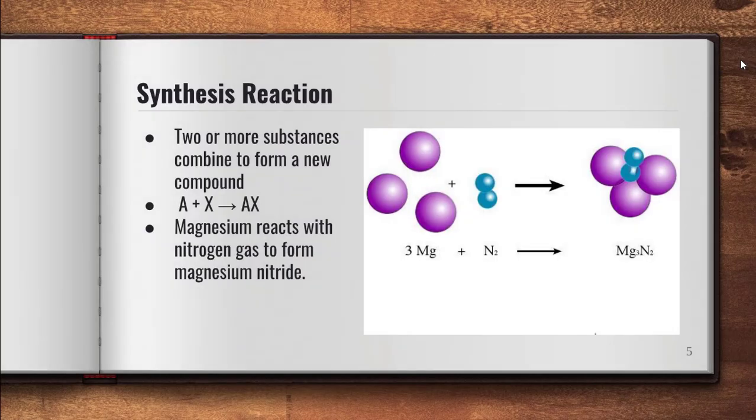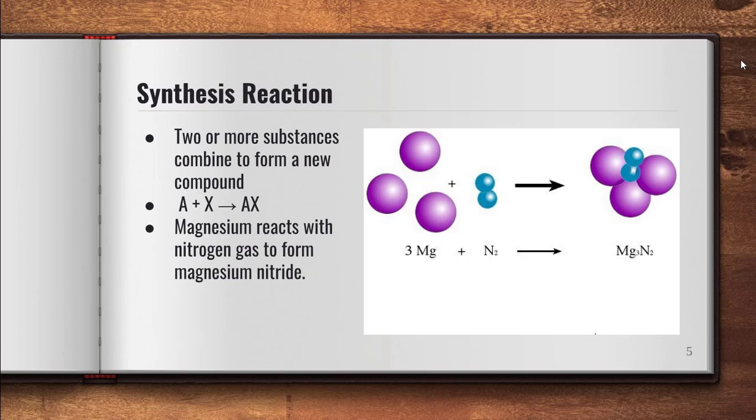So when we look at a synthesis reaction, this primarily occurs when 2 or more substances combine to form a new compound. So we have compound A and we have compound X, and they react and then they chemically bond to form AX. So the example that's given here on the right hand side is that magnesium reacts with nitrogen gas to form magnesium nitride.